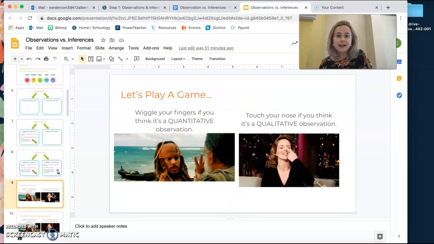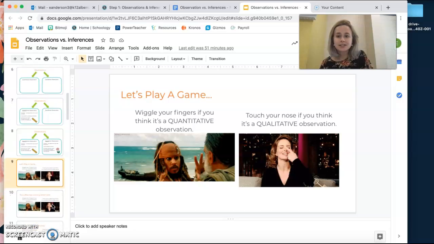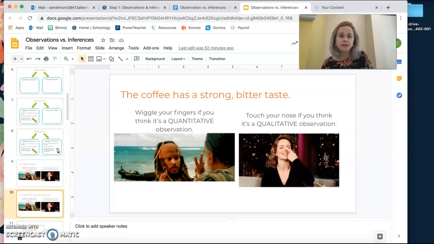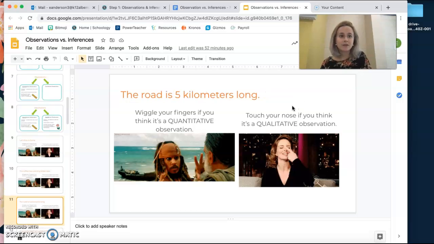All right, let's play a game. Tell me if it's qualitative or quantitative. The coffee has a strong bitter taste. Is that qualitative or quantitative observation? That is a qualitative observation. We're describing what it tastes like. The road is 5 kilometers long. Quantitative or qualitative? This one is quantitative.